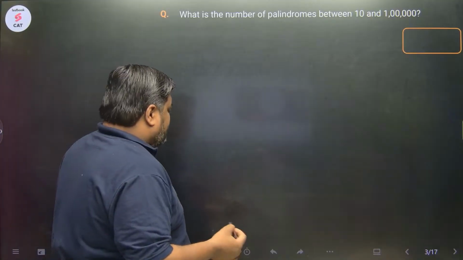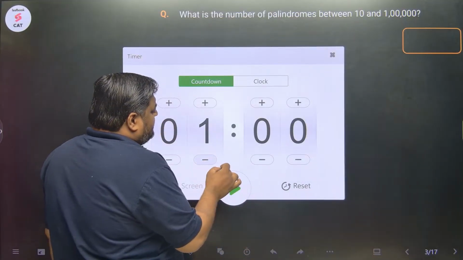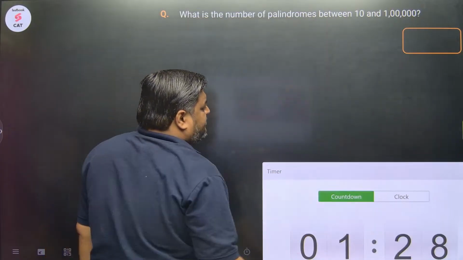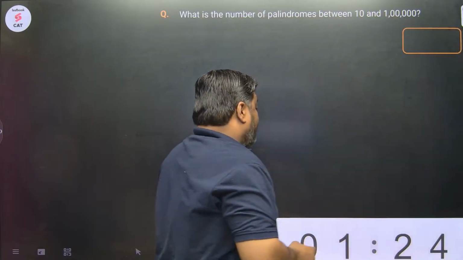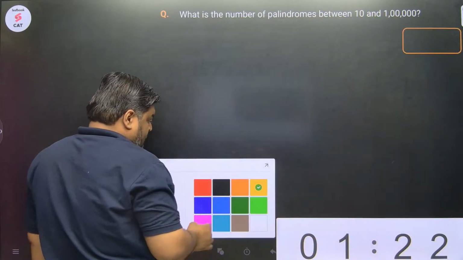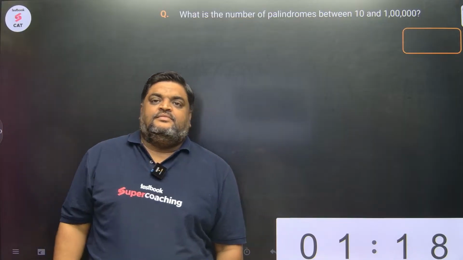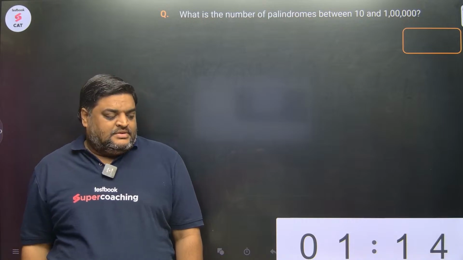Here is the first question. I'll give you 90 seconds for this. Think about it, and then we will discuss it. Give me your answer in the comment box. Come on, guys. Try solving this.